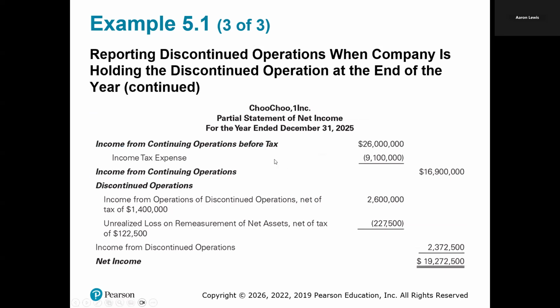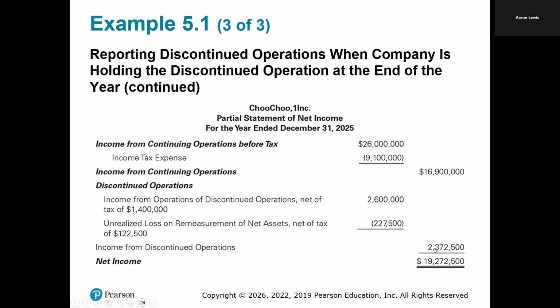So, all in all, this is what the discontinued operations section would look like on a multi-step income statement. You would have your income from continuing operations before tax. We knew that to be 26 million. We calculated the taxes we would have had to pay on that 26 million is 9.1 million, leading us to $16.9 million of income that we had from continuing operations. And then the after-tax effect of the two elements of the toy car division that we discontinued is that the income from that division increased our overall profitability by 2.6 million, while the loss on the remeasurement or revaluation of the assets of that division decreased our income by 227,500.